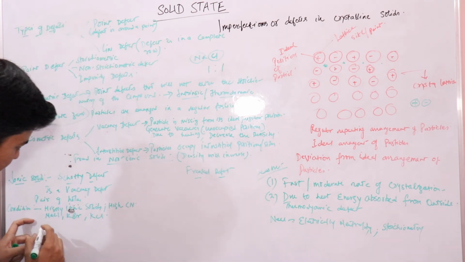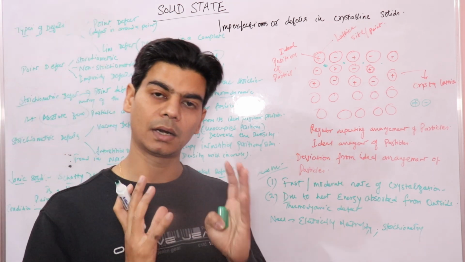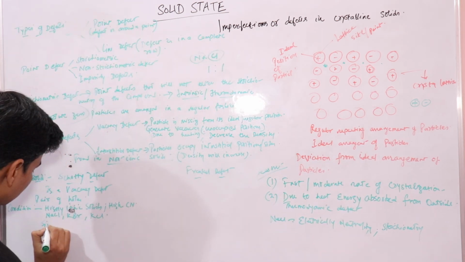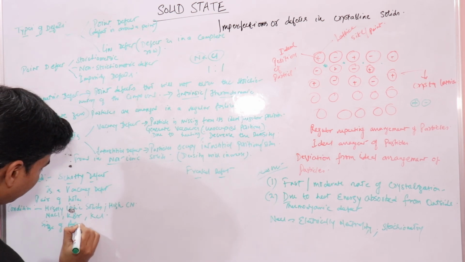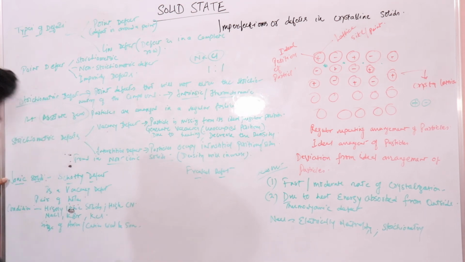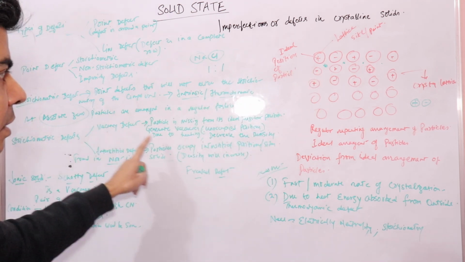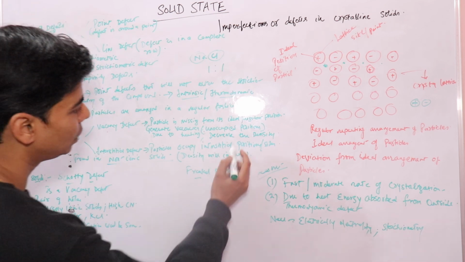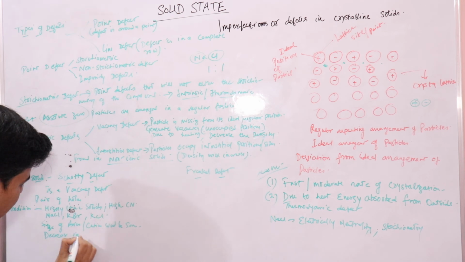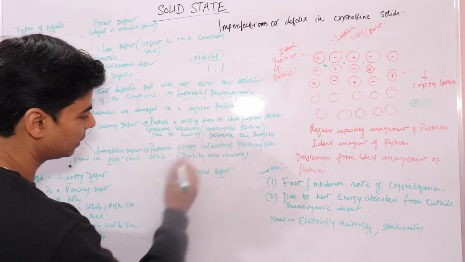And one thing, in this kind of defect, the sizes of cation and anion are approximately the same. Since particles are missing, like in vacancy defect, it will also lead to a decrease in density. Now let's talk about Frenkel defect.